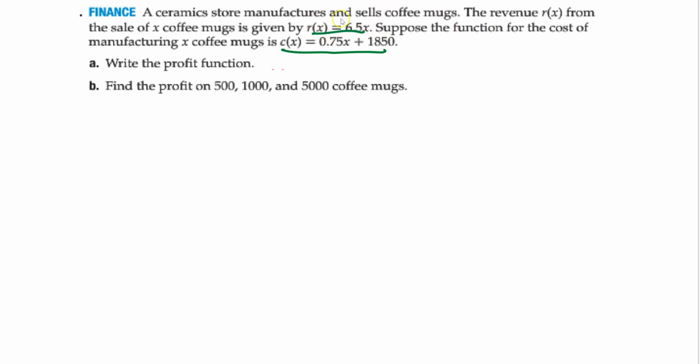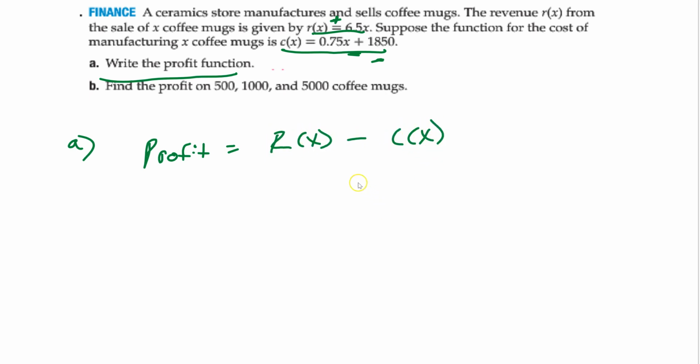Remember, revenue is how much you make, so it's like money in, plus. Cost is how much it costs, so money out, minus. What's a profit function? This is actually the whole reason I want to do this problem. So the profit function is always the same. It's revenue, money you make, minus the cost function, money you lose. That's a profit function. So if they're asking for profit functions, it's revenue minus cost.